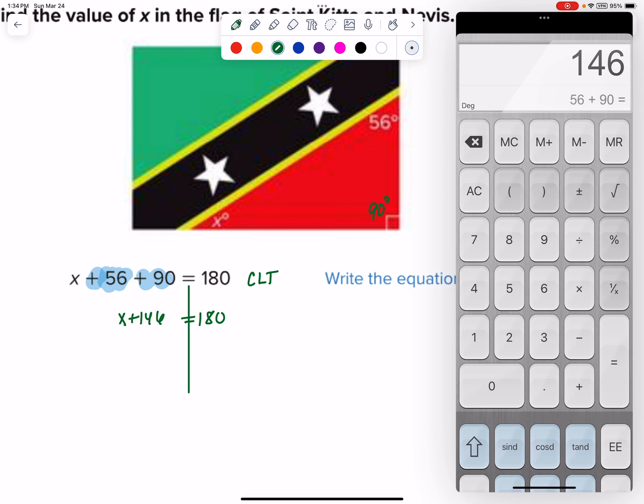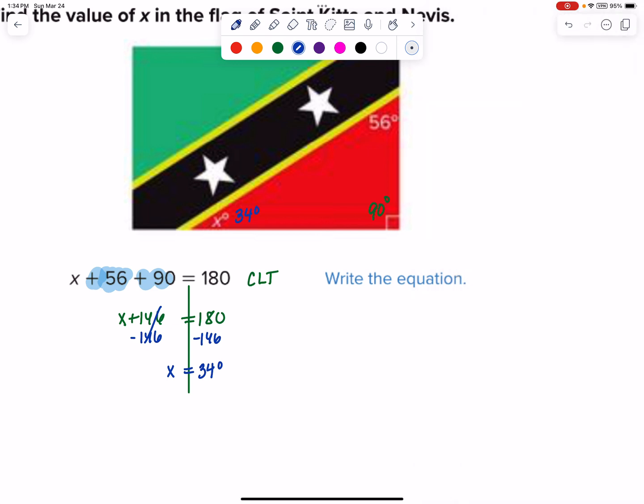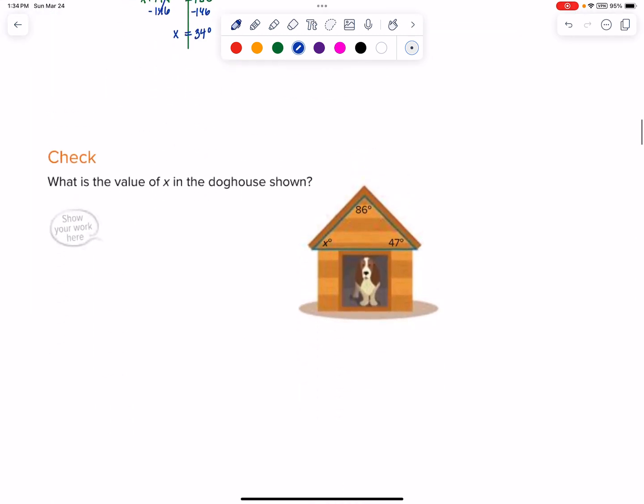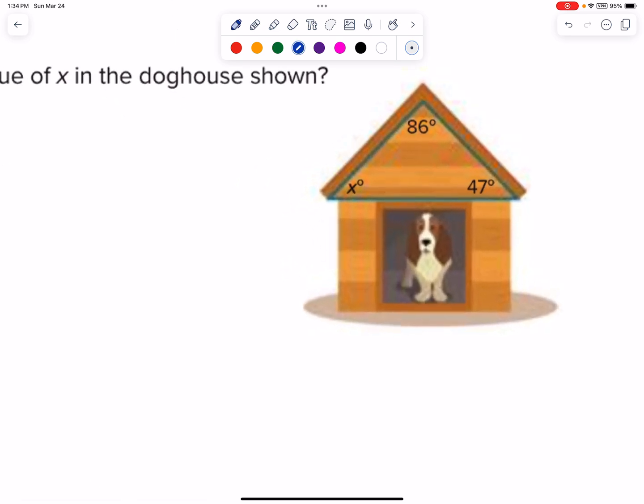And now we can go ahead and subtract those two known angles. So let's go ahead and do minus 146 on both sides. Cross that out, and we're left with our final angle of 180 minus 146 equals 34 degrees. And so now we know 34 degrees plus 90 plus 56 equals 180. All right, so there we go. Go ahead and hit pause and find the value of x for this doghouse.